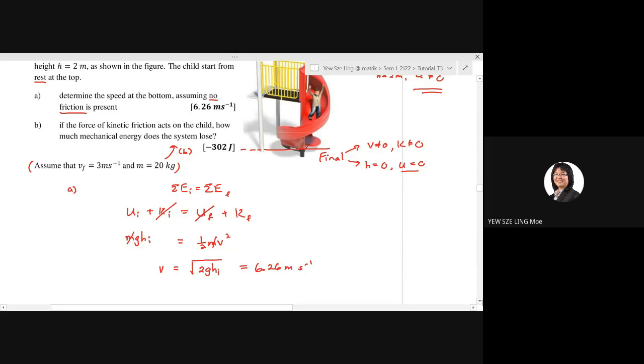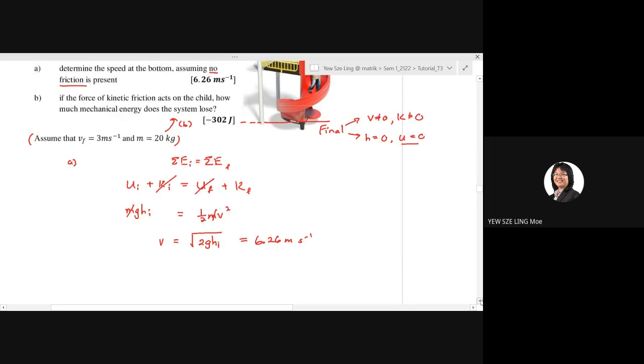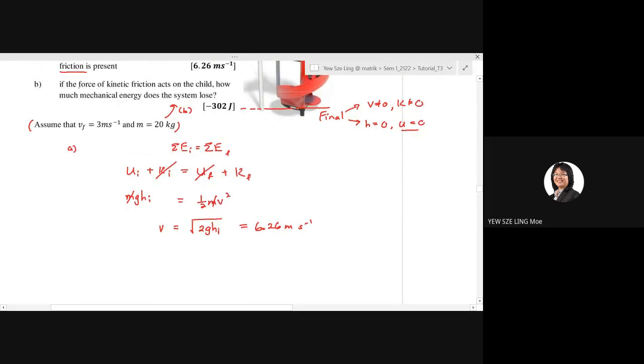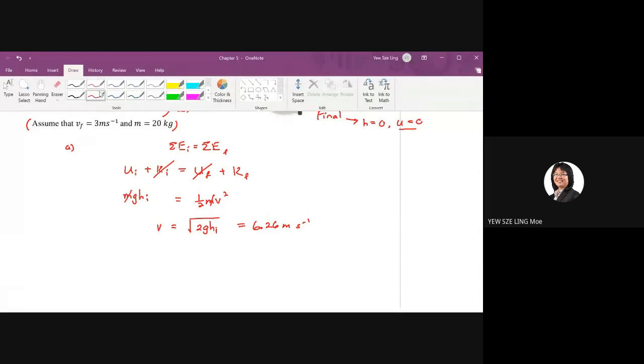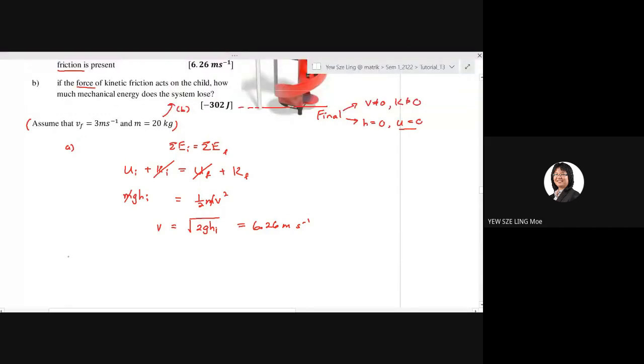Now how about question B? Question B tells you there is a frictional force. If there is a frictional force, then you can no longer use the equation in question A. You need to modify it a little bit. So how am I going to change the equation? Since there's a frictional force, it means there's an energy loss. Like the question also mentioned, how much mechanical energy is lost?